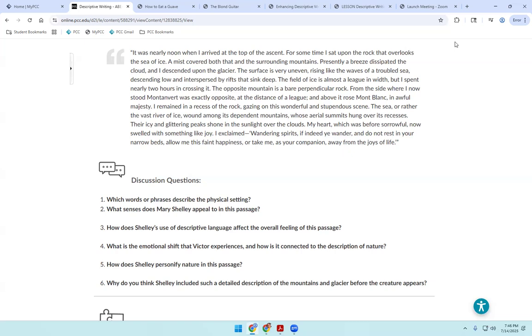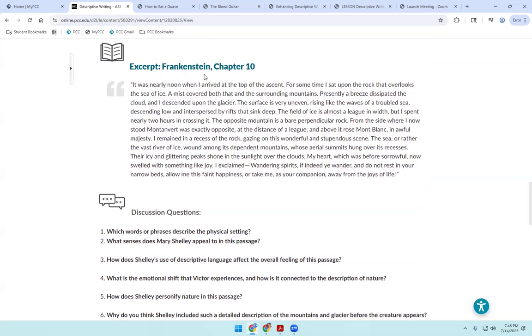Faith and happiness. Say that again. Faith and happiness. Am I in the wrong one? The Frankenstein excerpt right here. I don't know. No, I think it's the one on the screen right now. It was nearly noon. Yeah, it says on the bottom. It's faint happiness for sure. Yeah, this faint happiness and the joys of life.